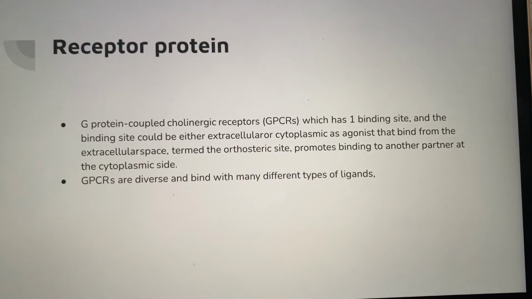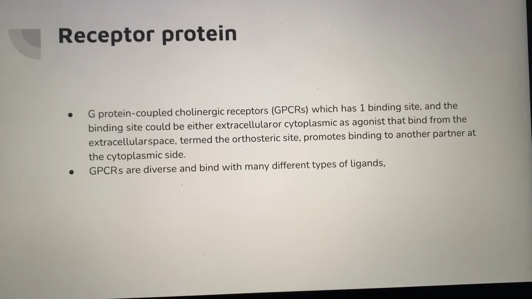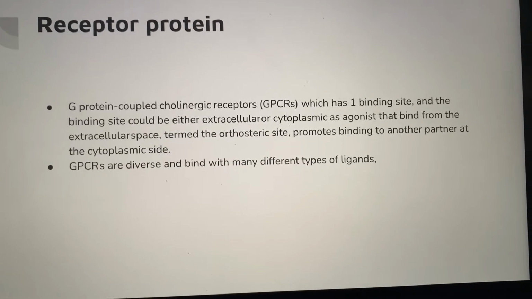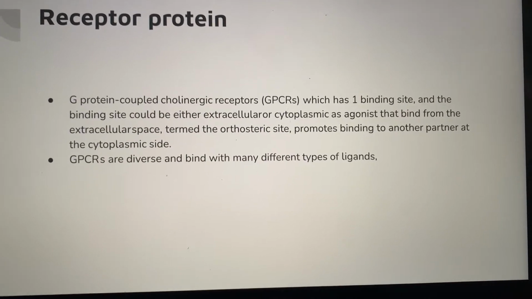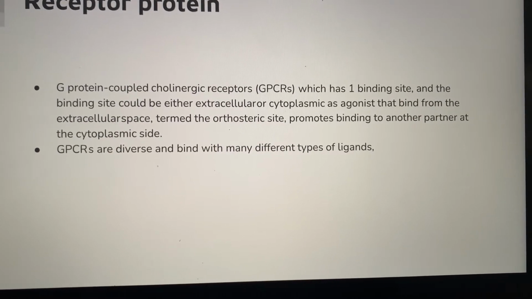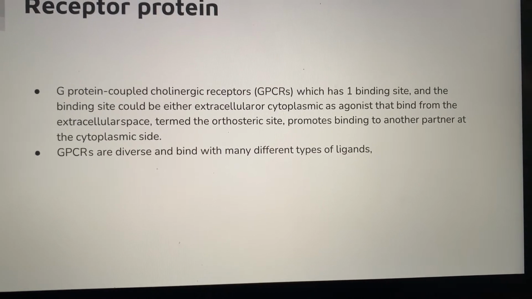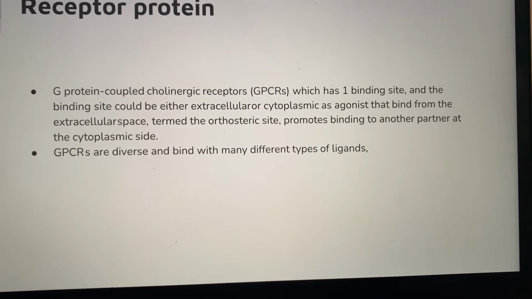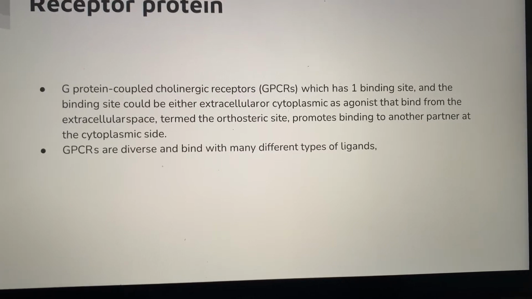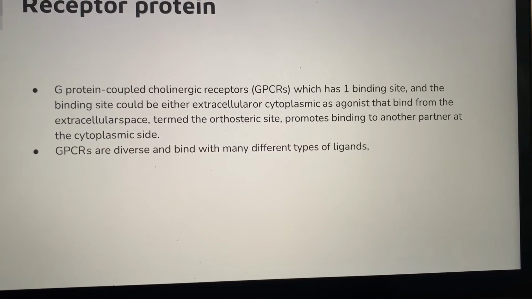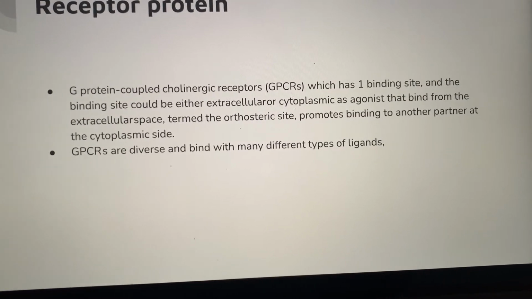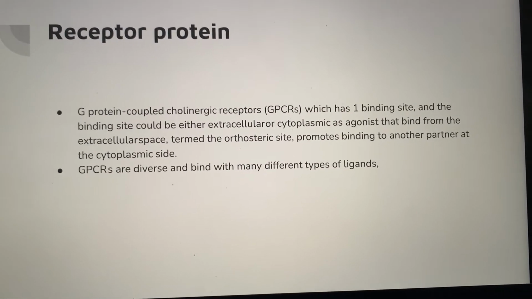The receptor protein is a G protein coupled receptor, also known as GPCRs, which has one binding site, and the binding site could be either extracellular or cytoplasmic, as agonists that bind from the extracellular space, termed the orthosteric site, promote binding to another partner at the cytoplasmic side. GPCRs are diverse and bind with many different types of ligands.